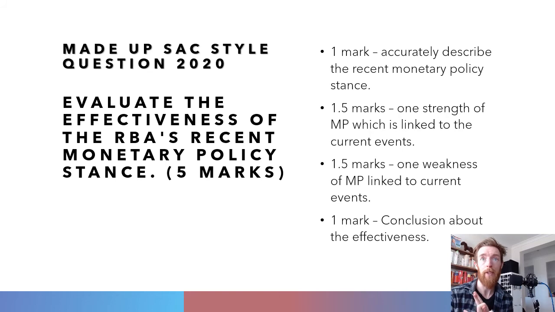1.5 marks come from 1 strength of monetary policy, which is linked to current events. The link to current events is really important because otherwise a lot of people just use strengths from the theory, but some of them don't actually apply to current events. So some of my students used, for example, monetary policy is really effective at slowing down the economy in a boom. It's like, well, we're in a recession, so that's not current. That's not important right now. So it's not really a relevant strength to talk about, so you can't get marks for that.